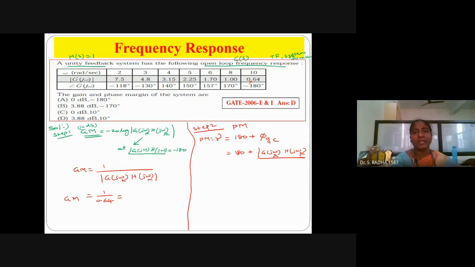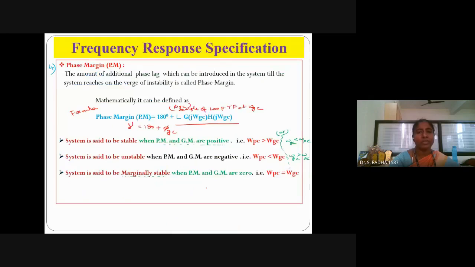You can see magnitude equal to 1 here, modulus of G(jω) equal to 1 here. At that magnitude, the angle calculated is φ_gc. So directly the angle is available: 170 degrees. You can see 180 plus φ_gc is the formula, and this φ_gc is calculated at ω_gc.